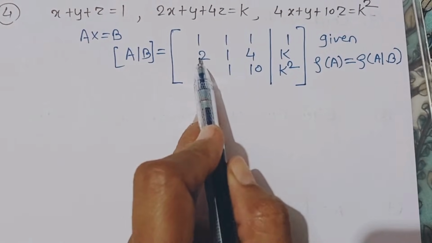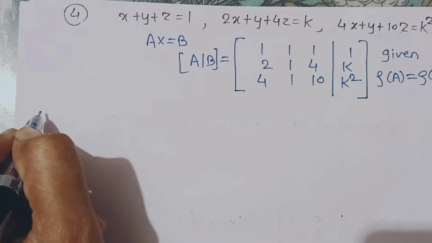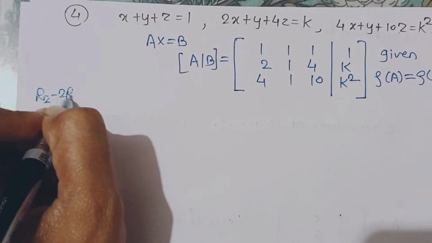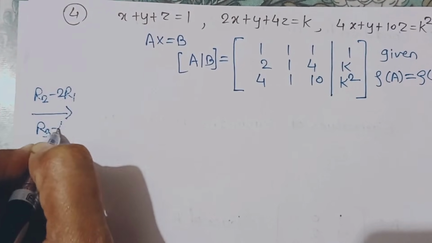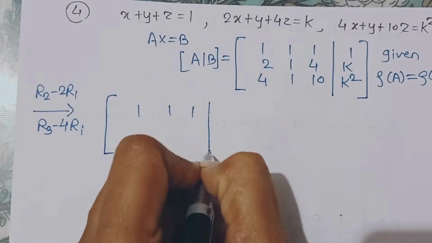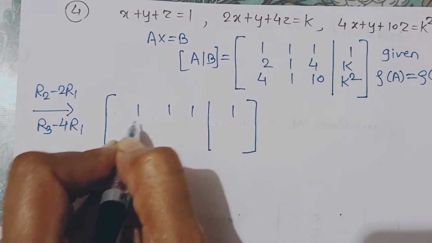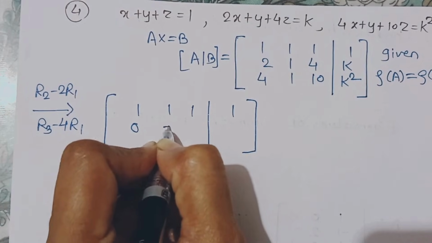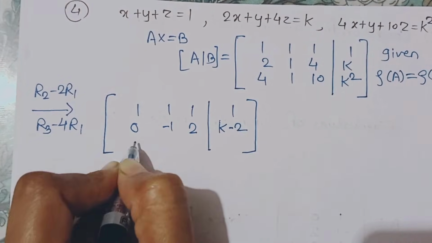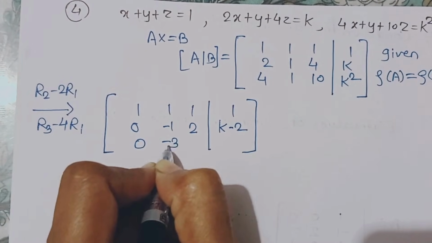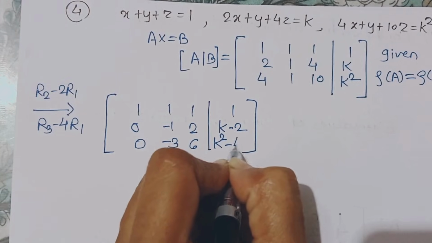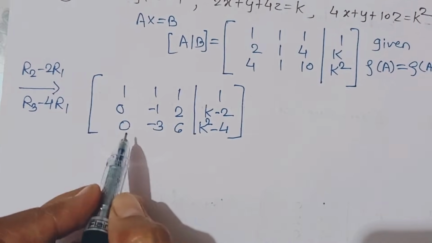Again, we have to make 0 and 0 here. So what will be the row operation? The row operations will be R2 minus 2 R1 and R3 minus 4 R1. So first row as it is. Second row will be 0, minus 1, 2 and k minus 2. Third row will be 0, minus 3, 6 and k square minus 4.